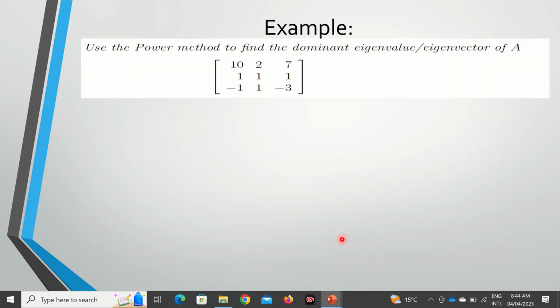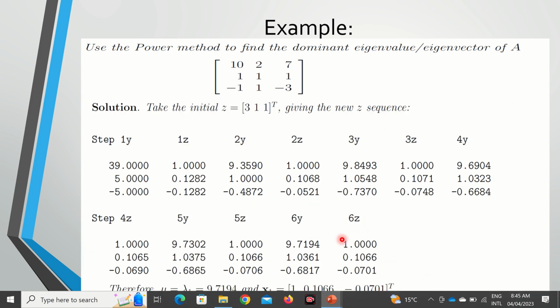Okay, let's do an example. We need to use the power method to find the dominant or largest eigenvalue of this matrix A, which is given by 10, 2, 7, 1, 1, 1, minus 1, 1, and minus 3, by initializing the value with (3, 1, 1) transpose. Because we'll be needing a column vector, since multiplying with this 3 cross 3 matrix, we need 3 cross 1. So you may write that as 3, 1, 1 transpose, or you may write this in a column form 3, 1, 1. Okay, it's up to you.